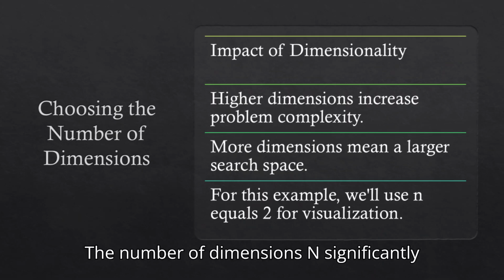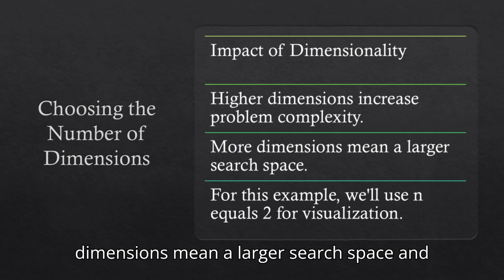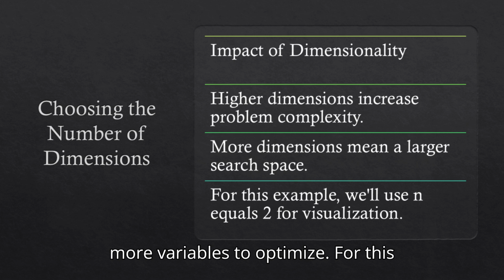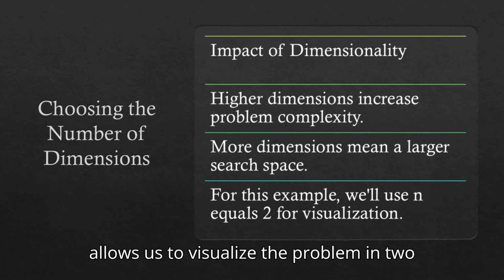The number of dimensions n significantly impacts the problem's complexity. More dimensions mean a larger search space and more variables to optimize. For this example, we'll use n equals 2, which allows us to visualize the problem in 2 dimensions.